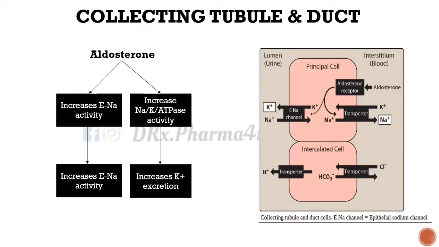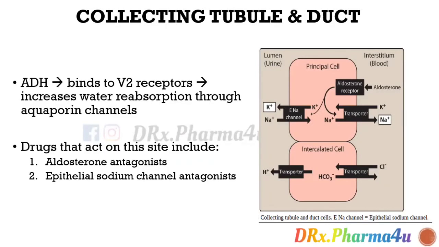Potassium sparing diuretics are classified into two. Number one, epithelial sodium channel blockers. Number two, aldosterone receptor antagonists or aldosterone antagonists. Then we have antidiuretic hormone. It binds to vasopressin type 2 receptors, which also increases water reabsorption through aquaporin channels. The drugs that act in the collecting tubule and duct are aldosterone antagonists, as I said before, spironolactone, eplerenone, etc. And then we have epithelial sodium channel blockers, for example, triamterene and amiloride.